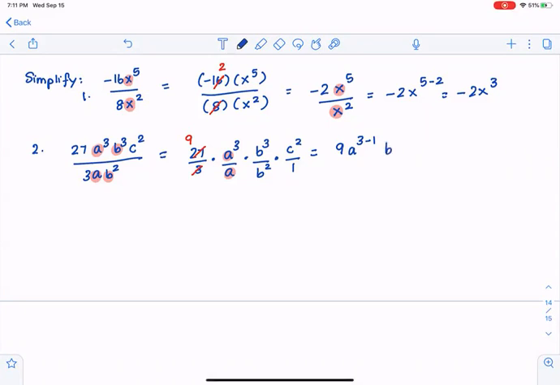multiplied by b. Since the bases are identical, you would have numerator power minus denominator power. The last term is just c squared over 1, which is just c squared. So I would have 9a squared b c squared. And that is our final answer.